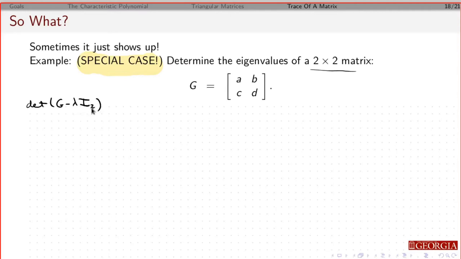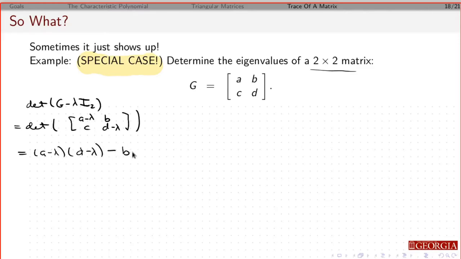Since this is 2x2, we're going to have I2. So I'm going to have a minus lambda, b, c, d minus lambda. And now I take the determinant of this. So I multiply the diagonal entries, subtract the product of the off diagonals. Let's FOIL this thing out, so I get AD minus A lambda minus lambda D plus lambda squared minus BC.